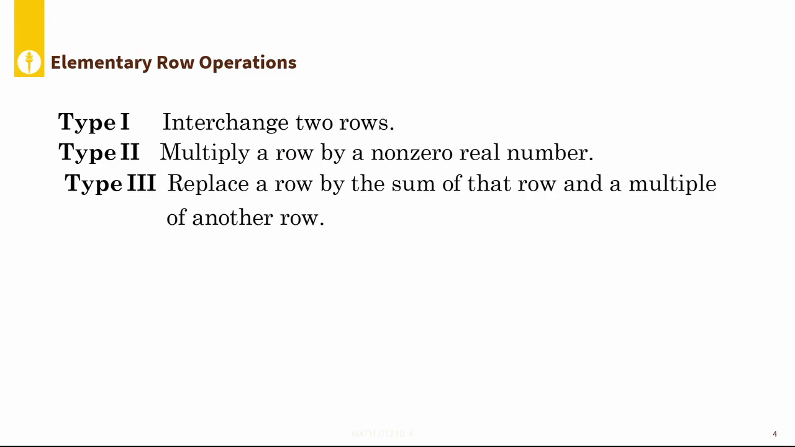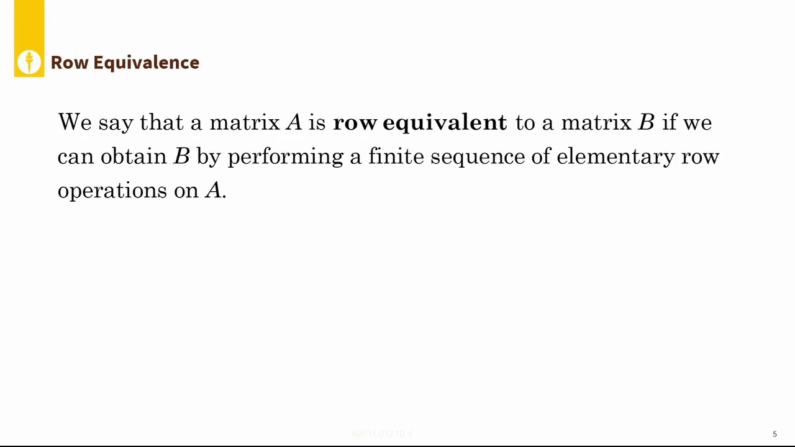Row equivalence. We say that a matrix A is row equivalent to a matrix B if we can obtain B by performing a finite sequence of elementary row operations on A. And we'll represent row equivalence with a tilde. And so that'll be read A is row equivalent to B.